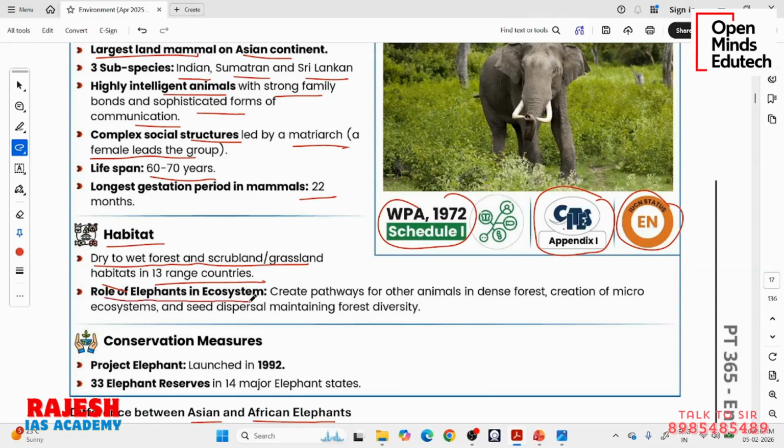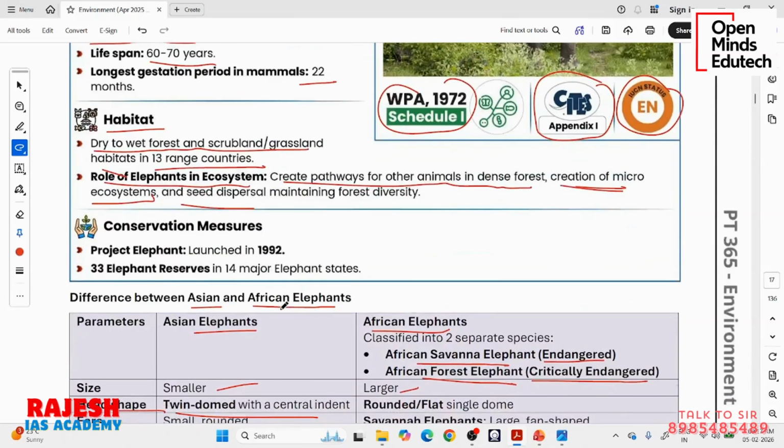And the role of elephants in the ecosystem: they create pathways for other animals in dense forest. Pathways, because elephants are large, they thump on the ground. So they create pathways for animals and micro ecosystems. Even the dung of the elephant attracts bees, and there will be seeds in the dung, which helps in dispersal. They will eat the seeds and dump them some other place, so there you will see a new plant. So they are very important to the ecosystems. They create so many micro ecosystems and help in seed dispersal. So they have an ecological role.